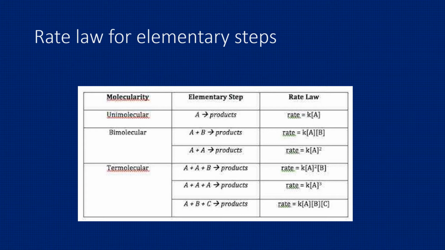Okay, so rate law for the elementary steps. If we start with a single reactant and wind up with products, it's a unimolecular step, and the rate is k times the concentration of A. If we start out with A plus B and wind up with products, it's called bimolecular, and we have rate equals k times the concentration of A times the concentration of B. If we have A plus A, then again it is still bimolecular, but we wind up with rate equals k times A squared, which is the same as saying A times A.